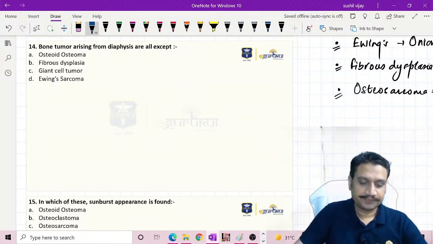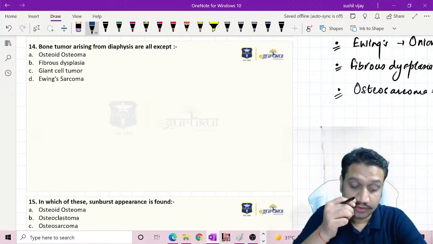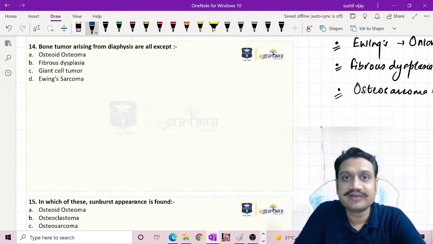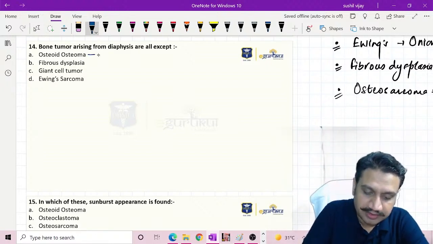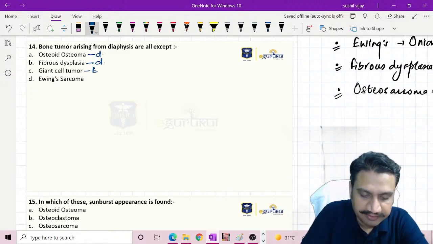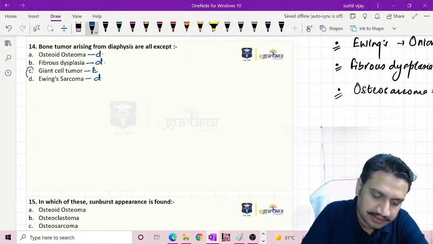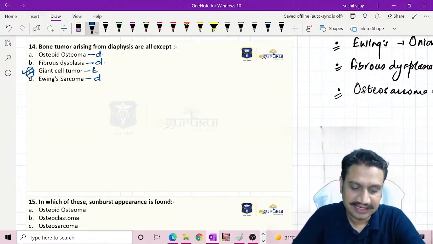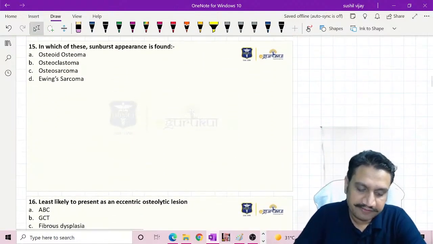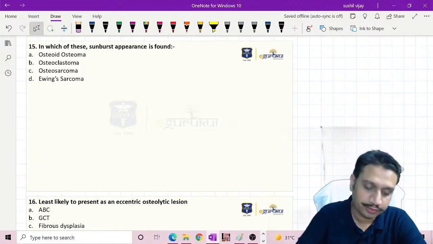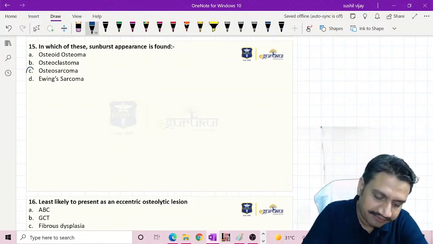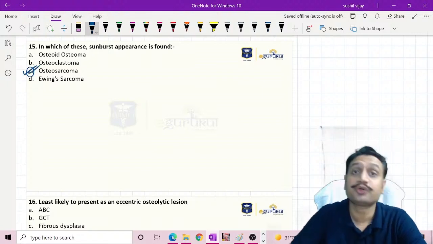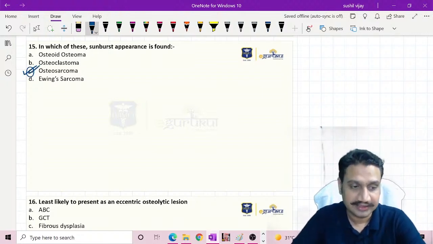Chalo. 14th. Bone tumors arising from the diaphyses are all except, I told you already, we have discussed that point already. Osteoblastoma, diaphyseal; fibrous dysplasia, diaphyseal; giant cell tumor, epiphyseal; Ewing sarcoma, diaphyseal. So which one is this one? Again, giant cell tumor has a high possibility of being asked in any examination. In which of these is sunburst appearance found? I have already shown you the sunburst appearance, and that is a feature of osteosarcoma.